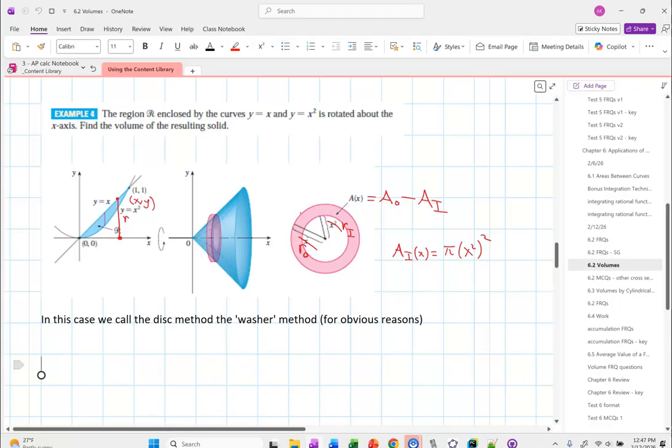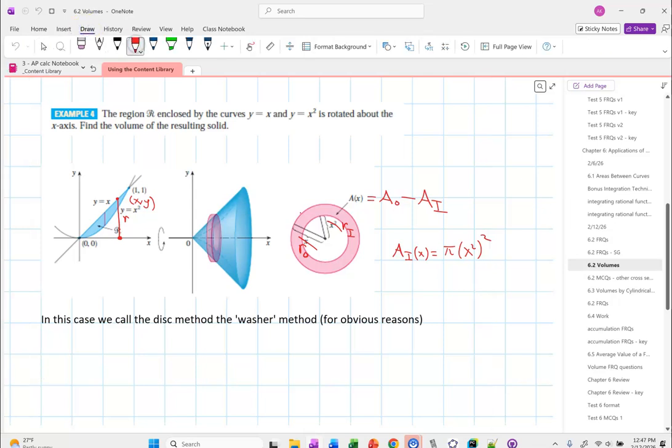Okay. Which coordinate is the same as R? Y. But I need to rewrite this in terms of which variable? X. This is on the function y equals x. So my R outer is just x. Everybody okay there?